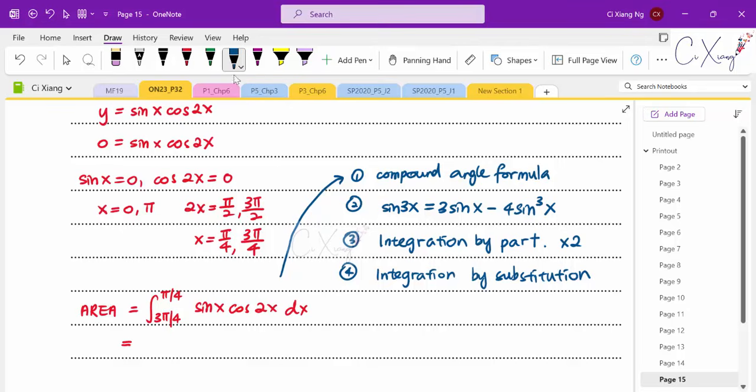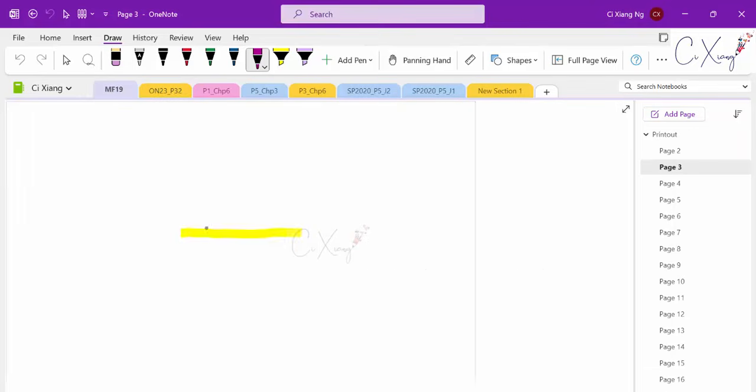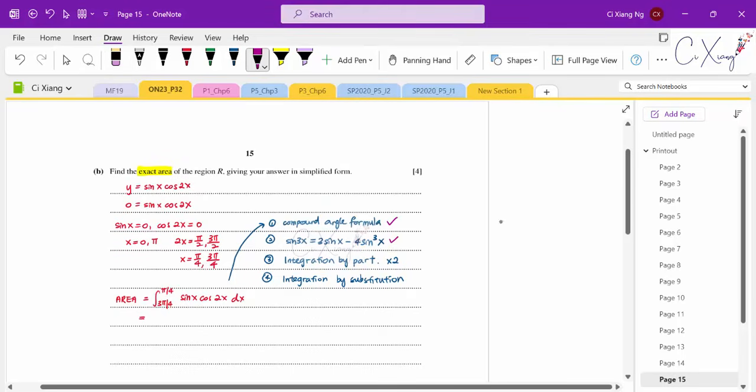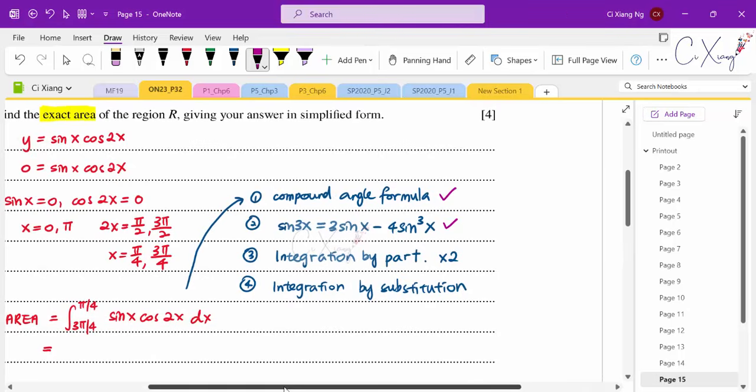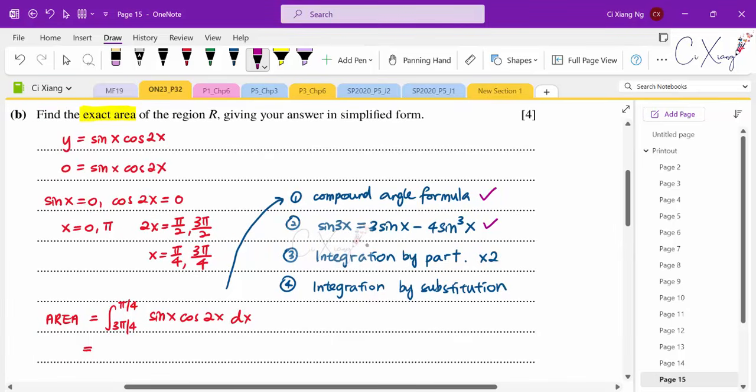In this video, I'm going to discuss only the first two with you, because to me the first one is more straightforward, and you can get the formula from MF19. For the second, the identity for sine 3x, if you remember it before the exam, you can still apply it if you want. Basically, the steps are not too hard. As for integration by parts and integration by substitution, I'm not going to discuss them in this video, because integration by parts is quite long in steps.